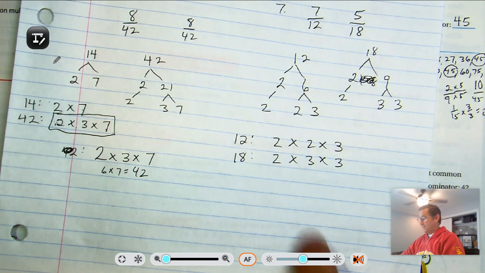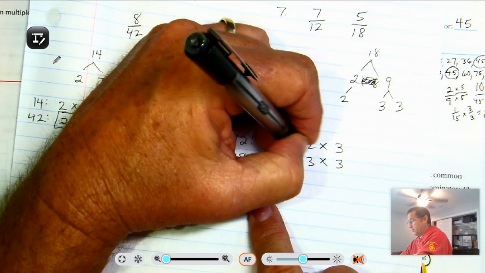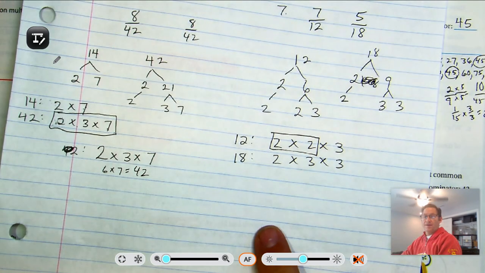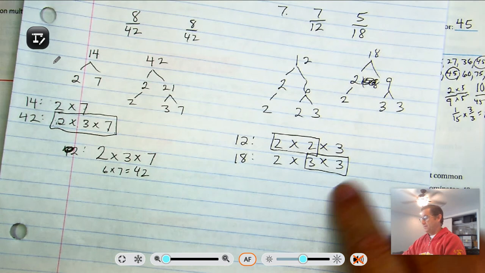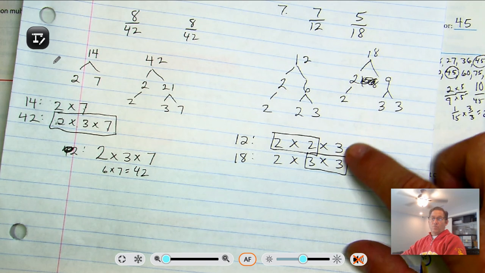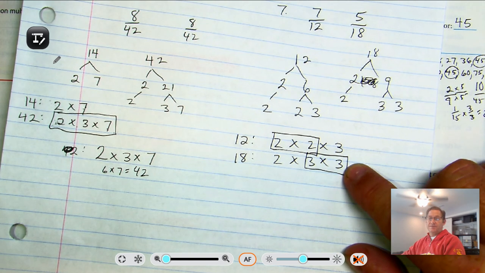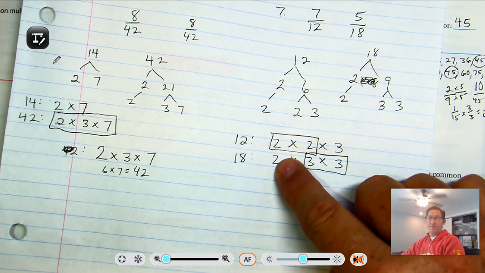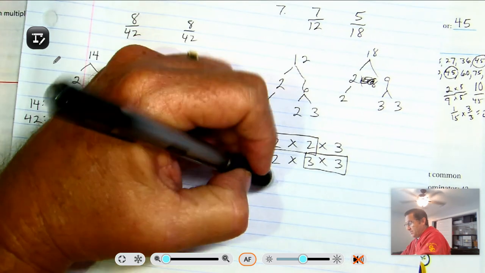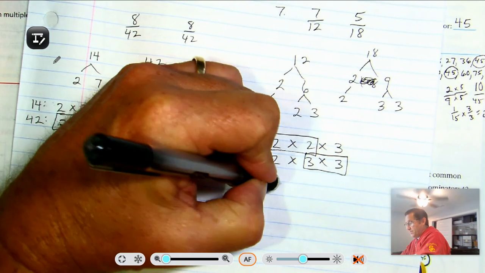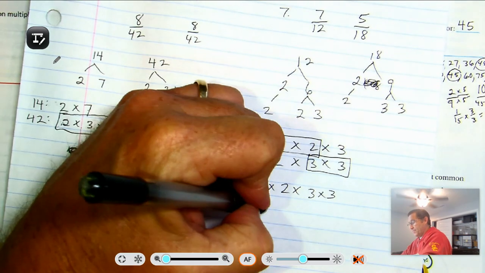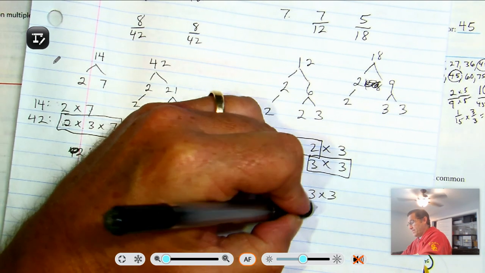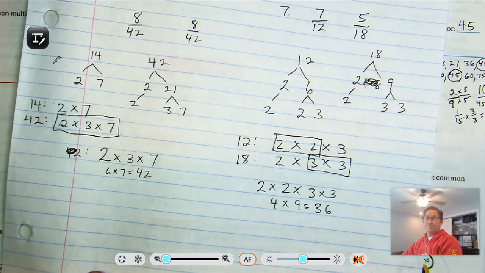All right, so I see 2 2s here. I'm going to use those 2s. And I see 2 3s here. I'm going to use those 2 3s. Okay, because one of these 3s is already in common to this, and one of the 2s is already in common. So our prime factorization, or our least common denominator, would be 2 times 2 times 3 times 3. So 4 times 9, 36.